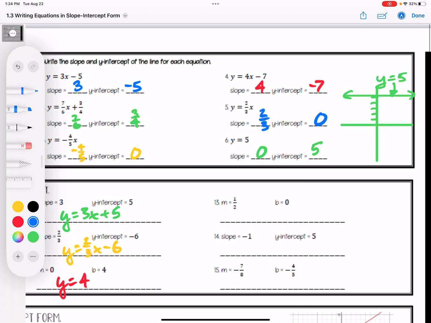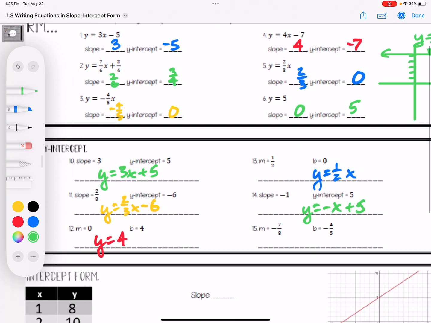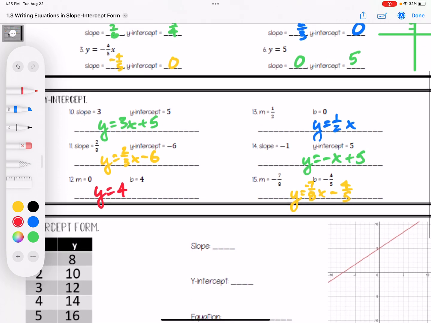Moving on, y equals 1/2 x, and then it's plus 0. Next one, we can say y equals negative x. We don't have to write negative 1x, because when the coefficient is 1, it's understood to be there. And our final one would be a bear to graph. Y equals negative 7 over 8 x minus 4 over 5. That would be a tough one.